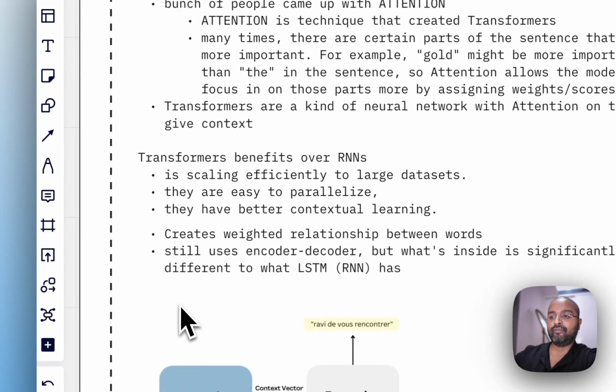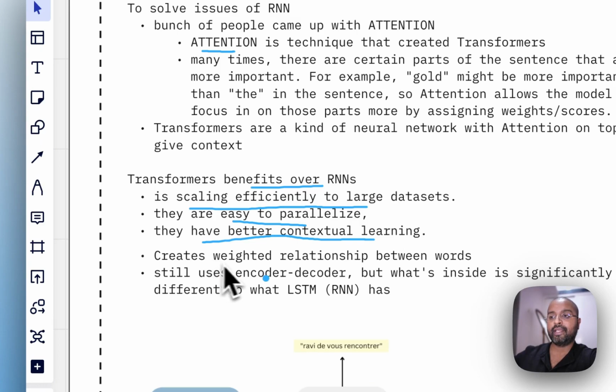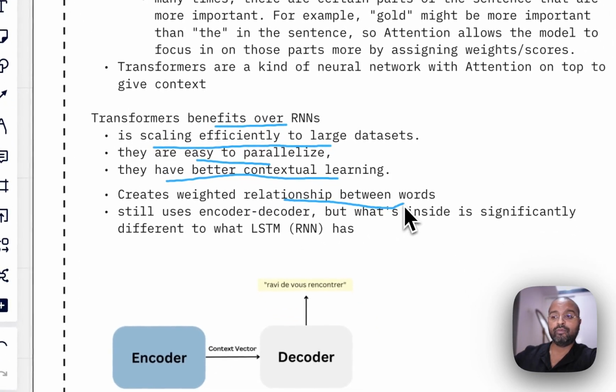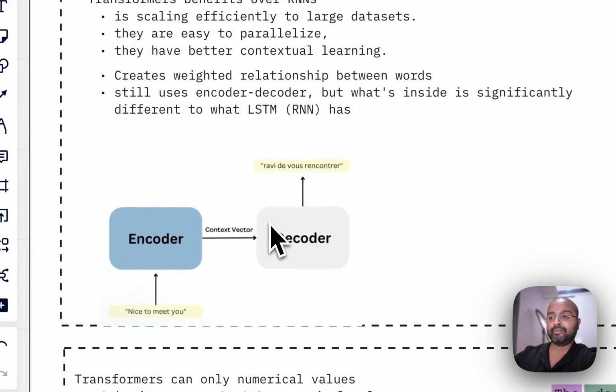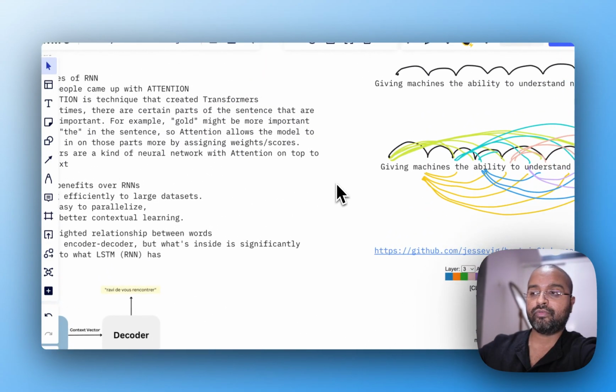So the transformers' benefit over the RNN is that it scales efficiently to large datasets, mainly because it's very easy to parallelize, or make use of multiple cores of the computer. And they have better contextual learning because of the concept of attention. And this attention creates weighted relationships between words. And we still use an encoder and decoder similar to LSTMs and RNNs, but what is inside of these encoder and decoder is significantly different from what we saw in the past.